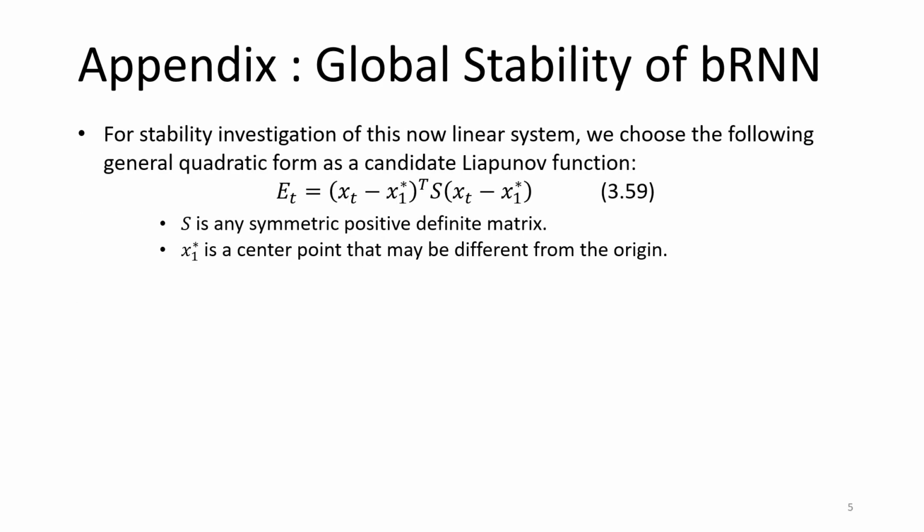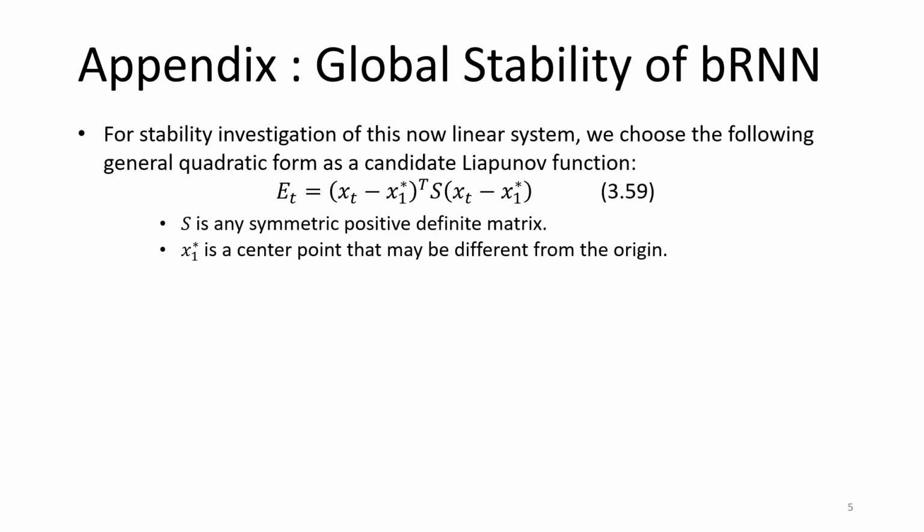For stability investigation of this now linear system, we choose the following general quadratic form as a candidate Lyapunov function, that is, equation 3.59. Note that a Lyapunov function is a scalar function that is used to analyze the stability of a dynamical system. A Lyapunov function must satisfy two conditions: it must be positive definite and it must have a negative definite derivative. If a Lyapunov function can be found for a dynamical system, then the stability of the system can be determined based on the behavior of the function. Specifically, if the function is decreasing along all trajectories of the system, then the system is stable.